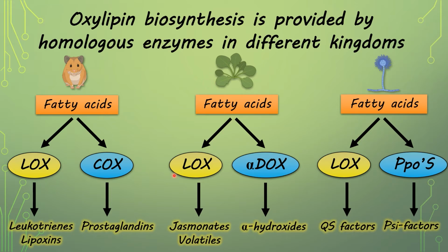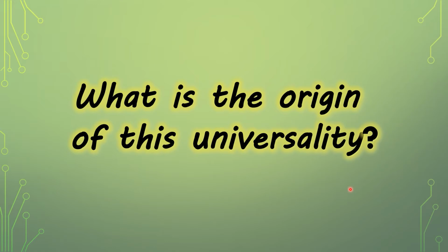They also have two main enzymes of oxylipin biosynthesis. The first is lipoxygenase, and the second is a cyclooxygenase homologue: alpha-dioxygenase in plants and PSI-producing oxygenases in fungi. This similarity raises a legitimate question: what is the origin of this universality?